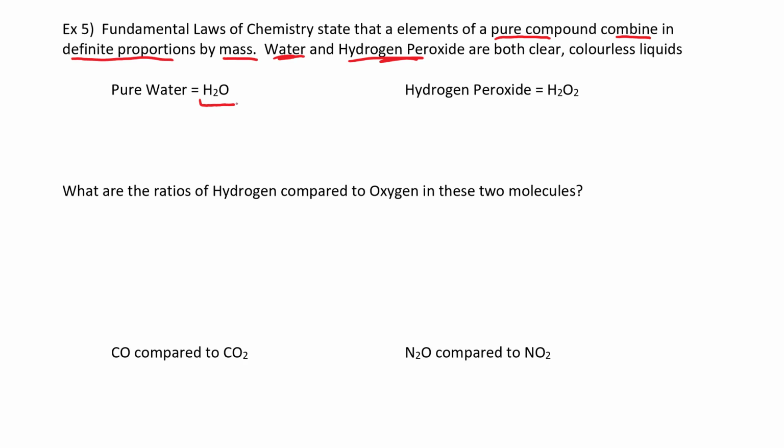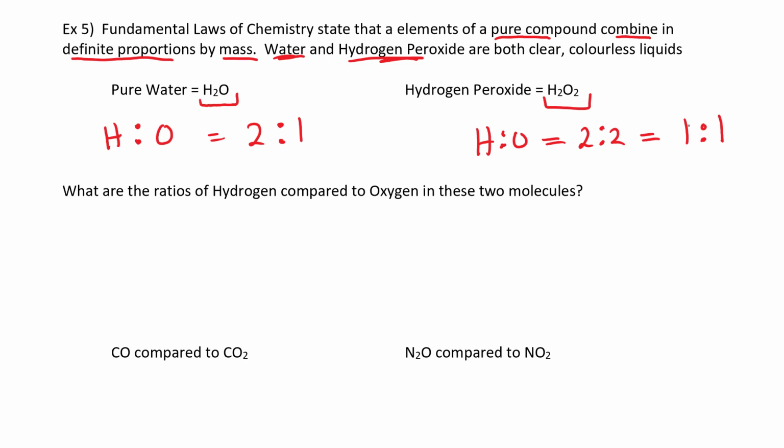Pure water has a different chemistry to it compared to hydrogen peroxide. Pure water is H2O, hydrogen peroxide is H2O2. If we look at these, there's only 2 elements in there: hydrogen and oxygen. So if we compare the amount of hydrogen to oxygen in water, it's a 2-to-1 ratio of hydrogen atoms to oxygen atoms. If I compare the atoms of hydrogen to oxygen for hydrogen peroxide, it's 2-to-2, which simplifies down to a 1-to-1 ratio. So you can see if I look at the ratios of the atoms of hydrogen and oxygen in these 2 molecules, they're very different.